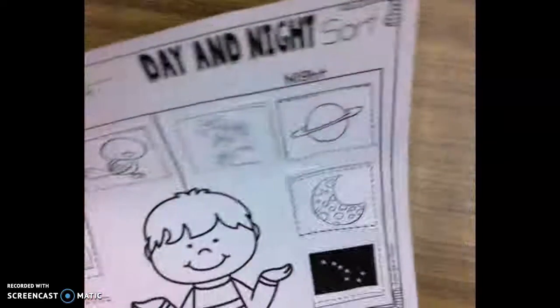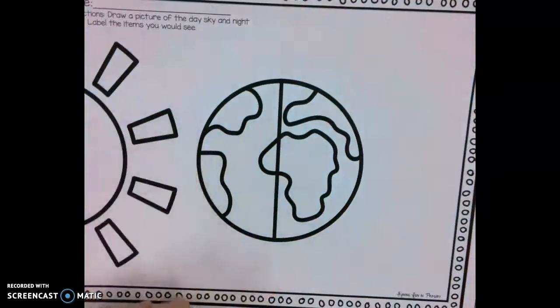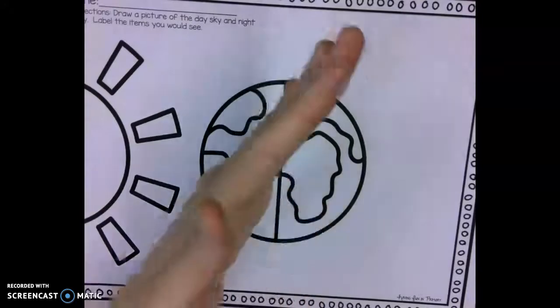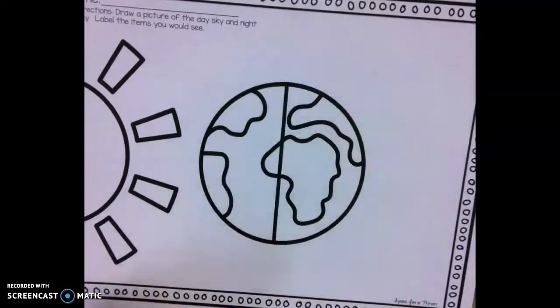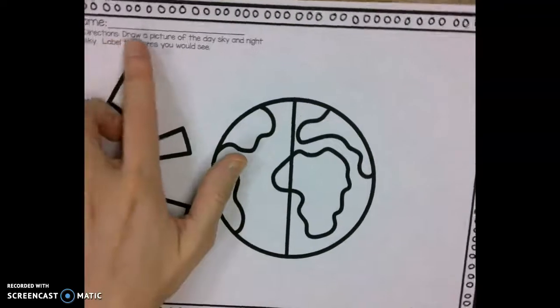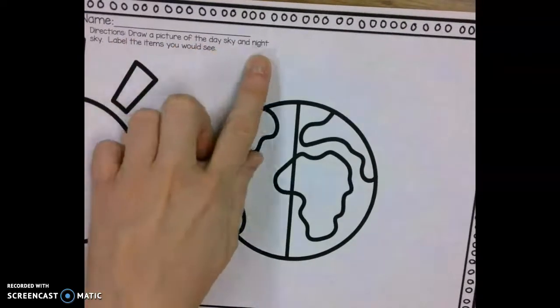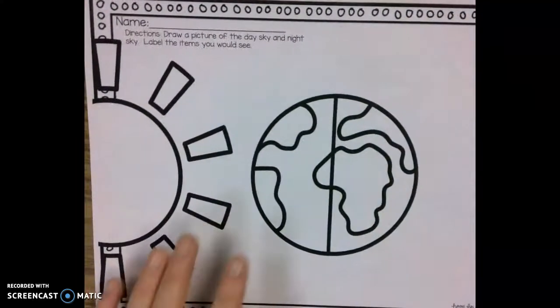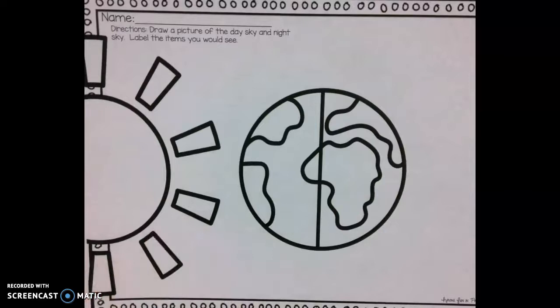Okay, after this, we're going to look at one more paper today. This is your last paper. Now, technically there should be a tilt here. Do you see how it's up and down? It shouldn't be up and down. It should be sideways. But for just now, it says, draw a picture of the day sky and night sky. Label the items you would see. Okay, so I'm going to let you pause this video and you can go ahead and color. I am going to color 2. I just need to find some crayons. One moment. Okay, so I was able to find some crayons.